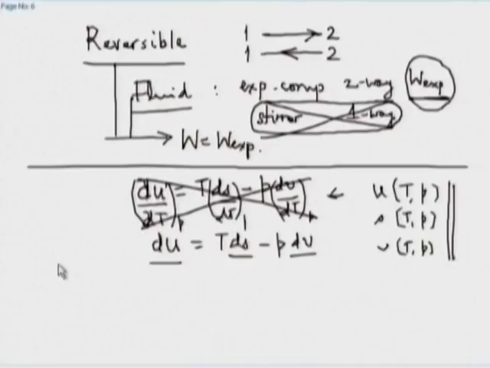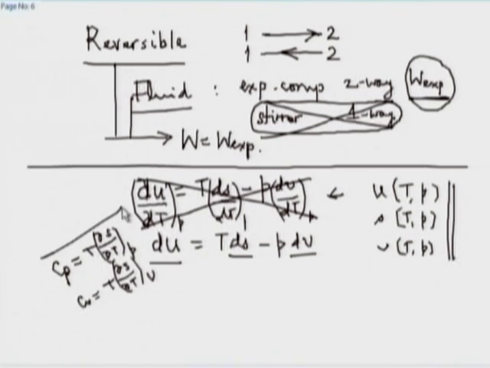So my objection was not to your writing, say, Cp equals TdS by dT at constant P, or its sister formula Cv equals TdS by dT at constant V. My objection was the shortcut and quickie way by which this was obtained.